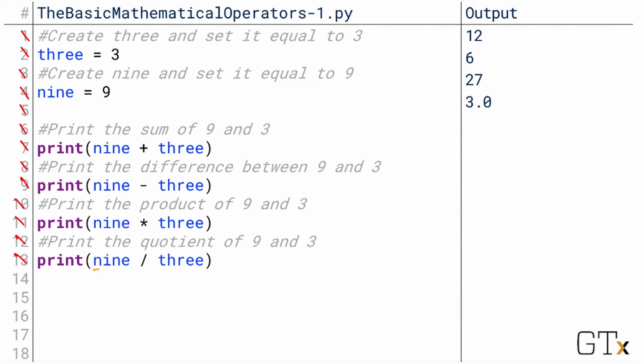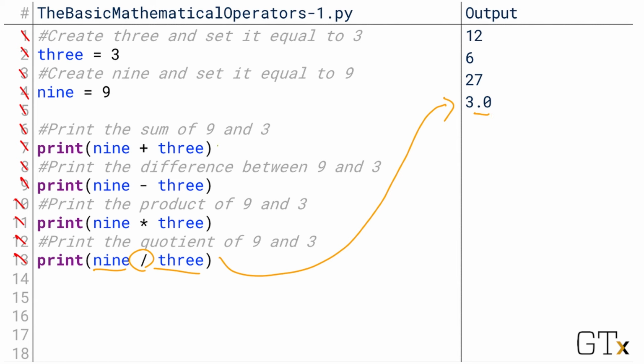And finally, line 13 prints 9 divided by 3. The forward slash we use for division, and that gives us the expected result of 3. Now note it's interesting though, division made our number a floating point variable or a decimal variable. It added the 0.0 at the end.